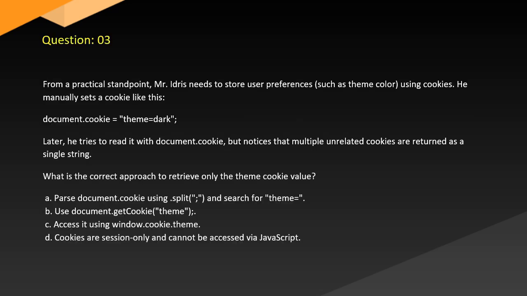Question 3. From a practical standpoint, JavaScript needs to store user preferences, such as theme color, using cookies. He manually sets a cookie like this: document.cookie = 'theme=dark'. Later, he tries to read it with document.cookie, but notices that multiple unrelated cookies are returned as a single string. What is the correct approach to retrieve only the theme cookie value? A. Parse document.cookie using split and search for 'theme='. B. Use document.getCookie('theme'). C. Access it using window.cookie.theme. D. Cookies are session only and cannot be accessed via JavaScript.